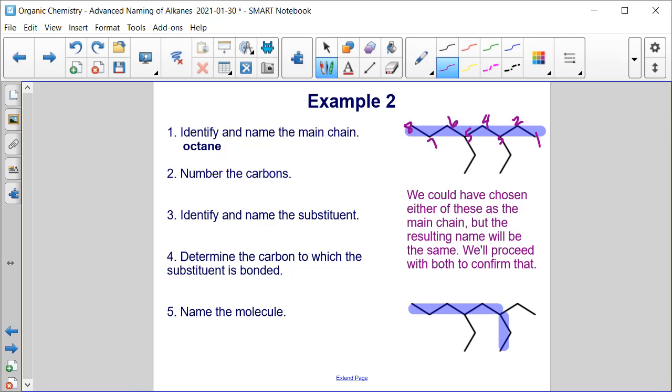Same thing is true here. If I start on this end, I get 1, 2, 3, 4. If I start here, I get 1, 2, 3, and there's my first branch. 3 is lower than 4, so we'll start here. 1, 2, 3, 4, 5, 6, 7, 8. Just like that.